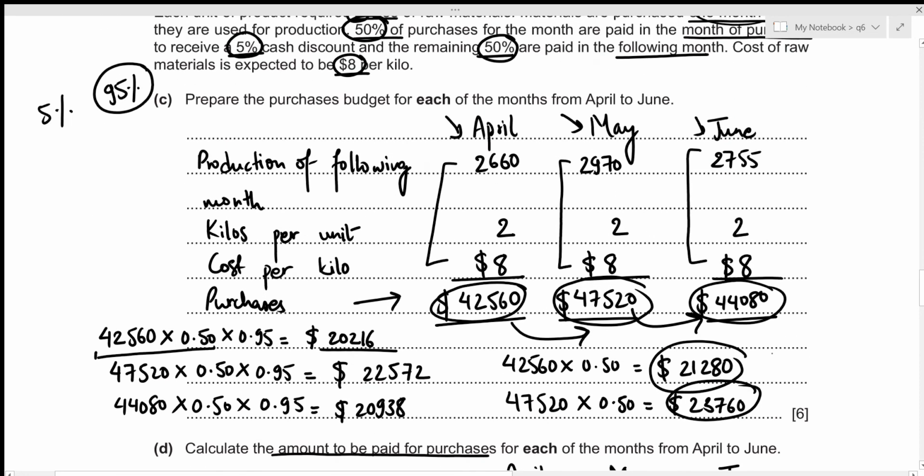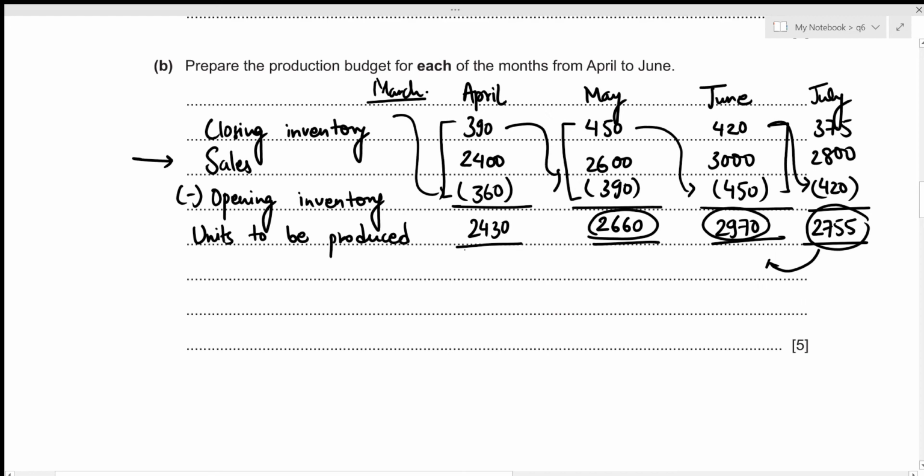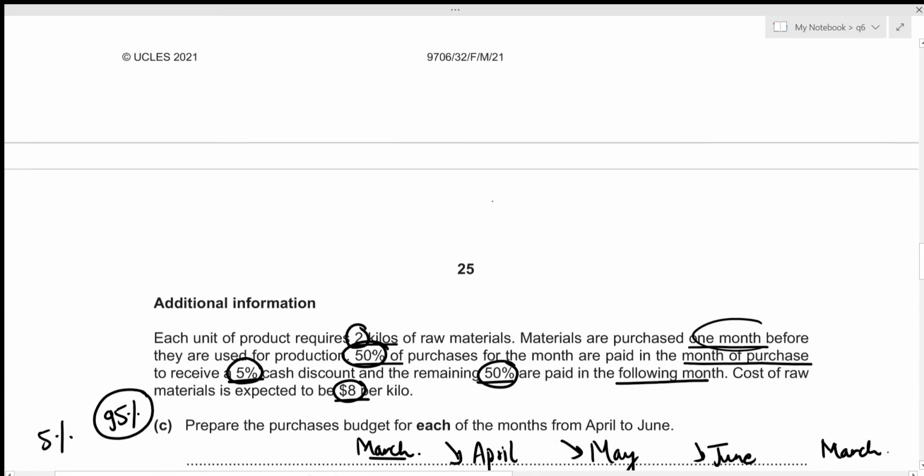Now for the month of April, the previous month would be March, right? So we will be paying 50% of the total purchases for the month of March. So I'm just going to create a statement in order to figure out the purchases for March. We obviously start with the production of the following month, which is the month of April, which we already figured out above. Here for April, that's 2,430.